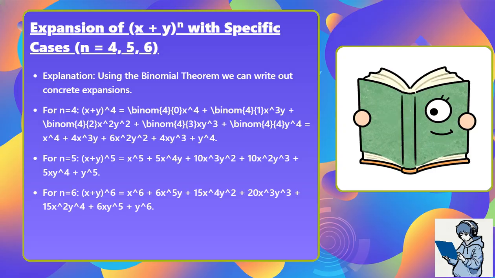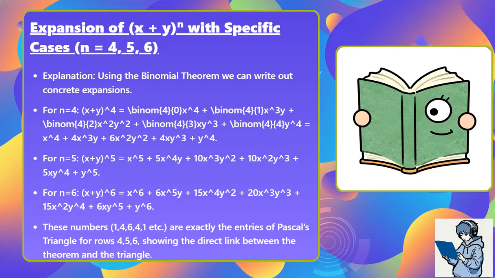For n equals 6, (x + y)^6 equals x^6 + 6x^5 y + 15x^4 y^2 + 20x^3 y^3 + 15x^2 y^4 + 6xy^5 + y^6.